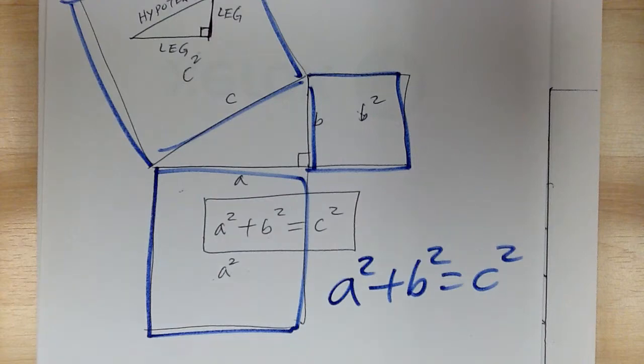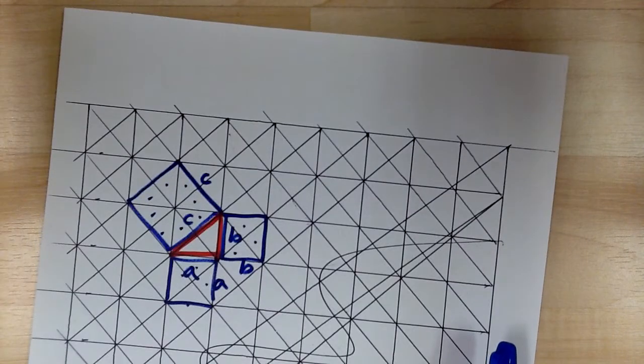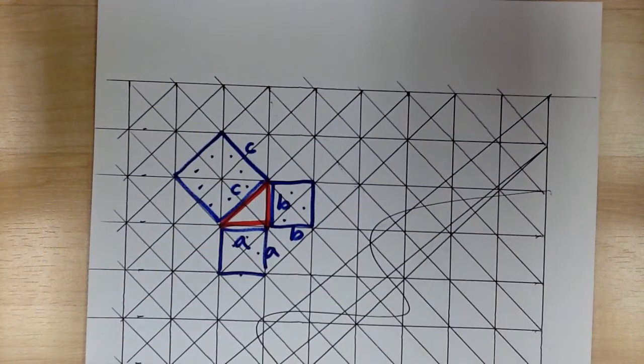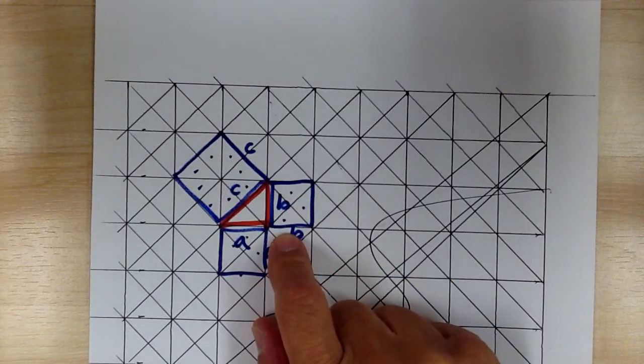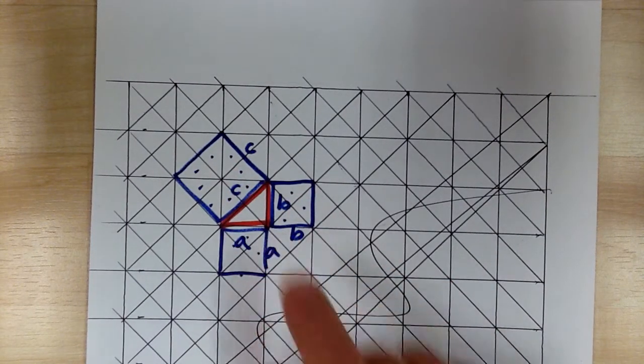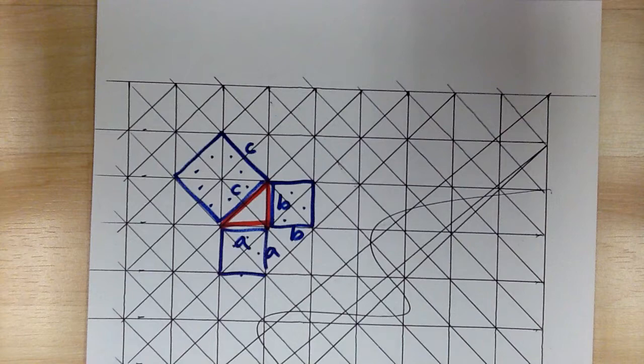And I don't know if the story is true or not, but this mathematician Pythagoras, one day he was in his kitchen staring down at the tiles on his kitchen floor, and he just noticed this, and that's how he came up with this formula. Anyway, that's just a story. I don't know if it's true or not.